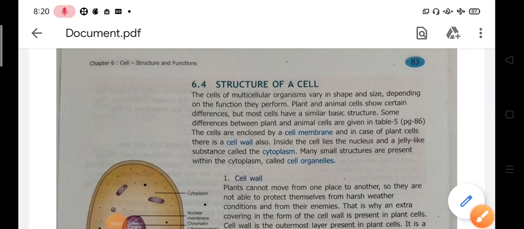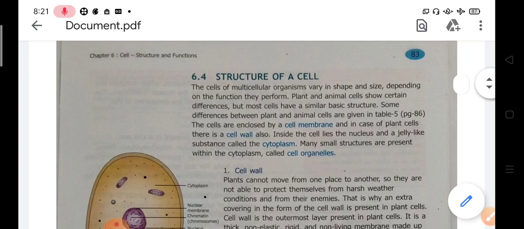Hello students, today we are going to continue with the chapter Cell Structure and Functions, and today we'll discuss the structure of cell. In the previous classes we have discussed what is cell theory and levels of organization, and now we will discuss the structure of cell, that means how the cell is made up or what are the components of cell.